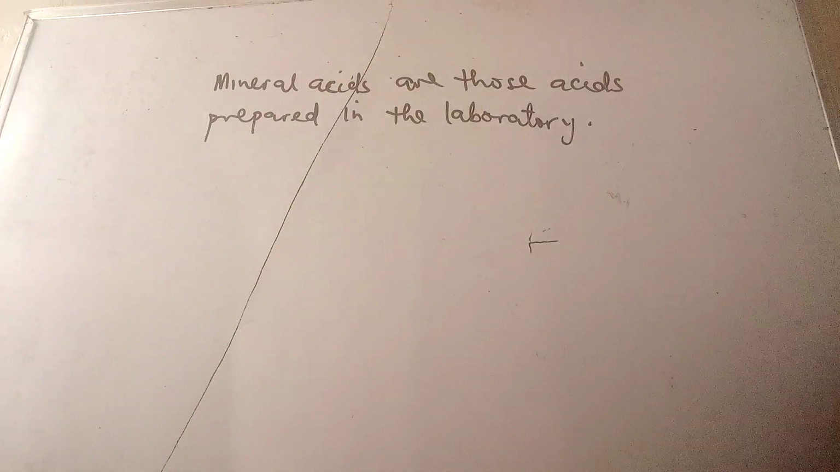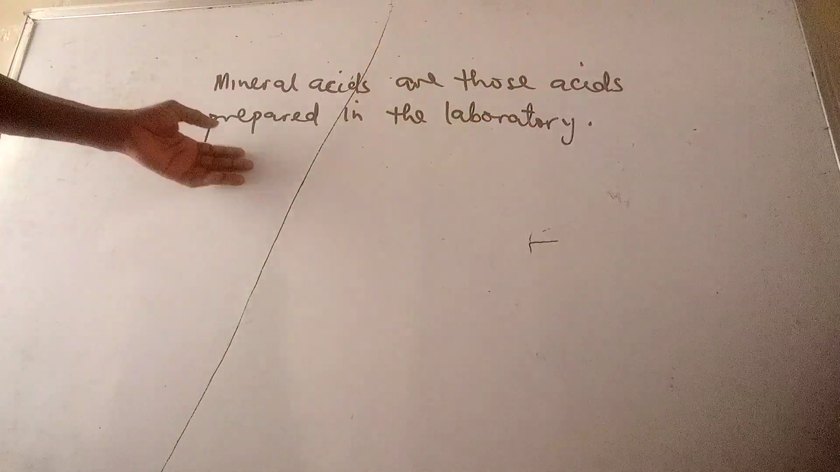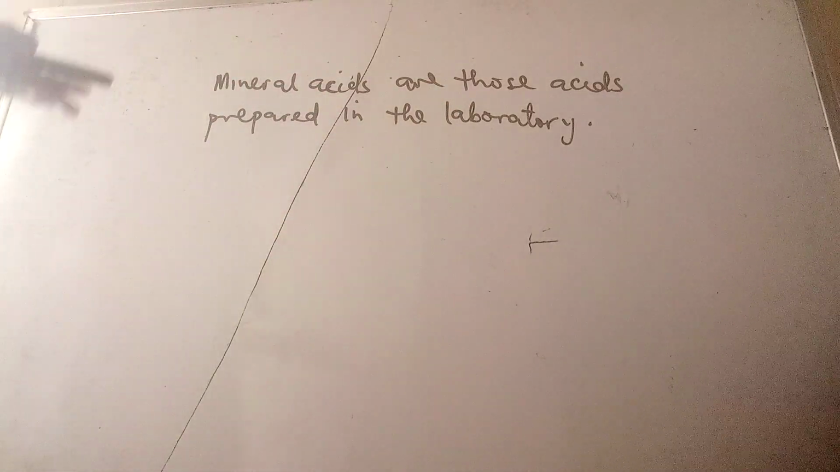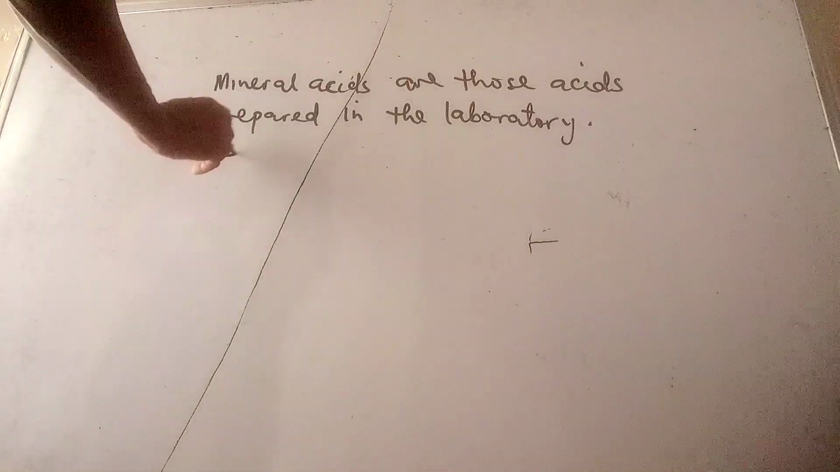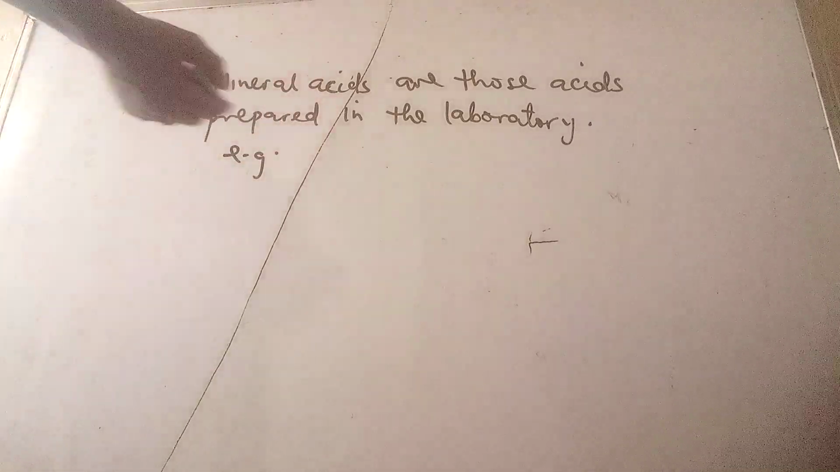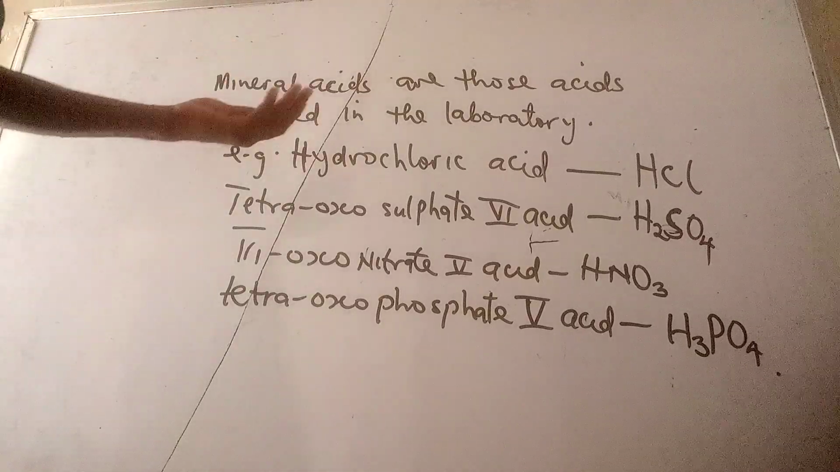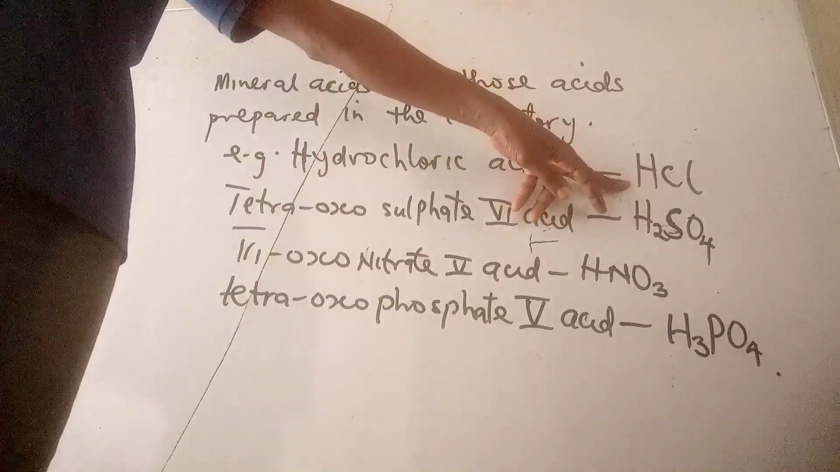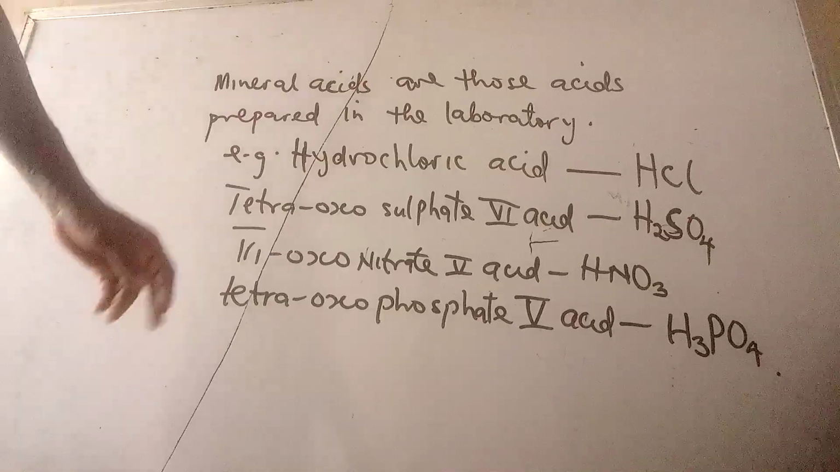Now, mineral acids, on the other hand, are those acids prepared in the laboratory through their constituent elements or any other method, which we are going to discuss later. Examples of mineral acids are hydrochloric acid. This is the chemical formula for hydrochloric acid. Hydrogen and chlorine are the constituent elements.